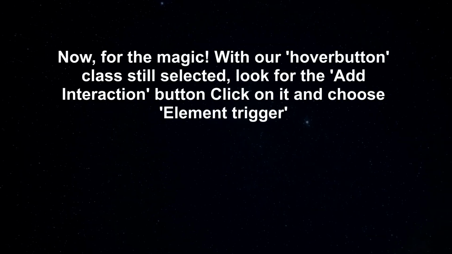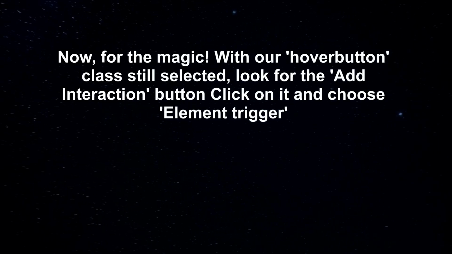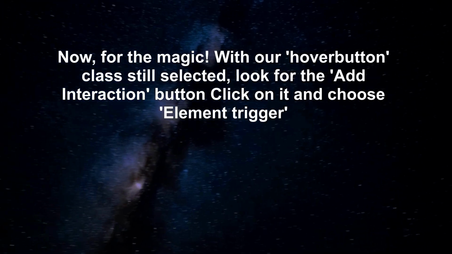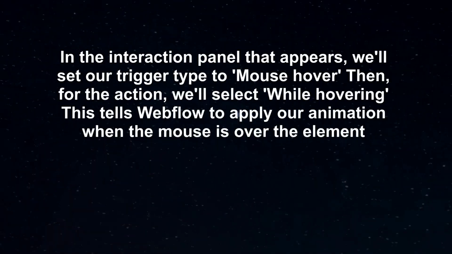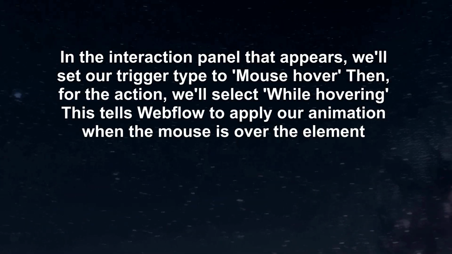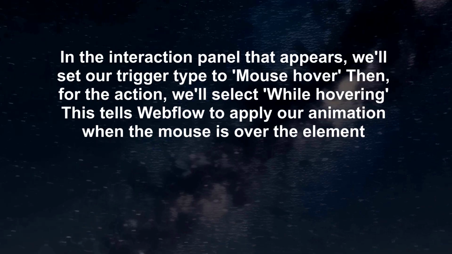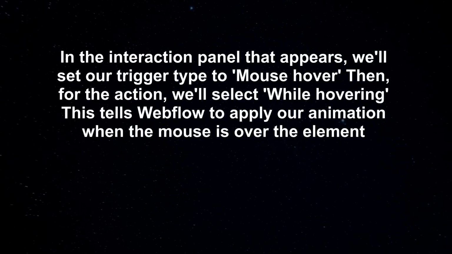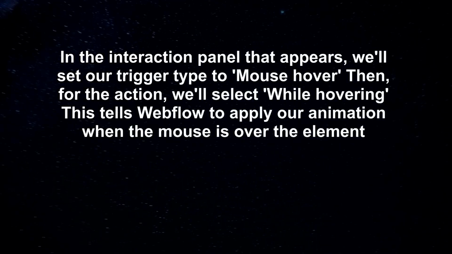Now for the magic. With our Hover Button class still selected, look for the Add Interaction button, click on it, and choose Element Trigger. In the Interaction panel that appears, we'll set our trigger type to Mouse Hover. Then, for the action, we'll select While Hovering. This tells Webflow to apply our animation when the mouse is over the element.